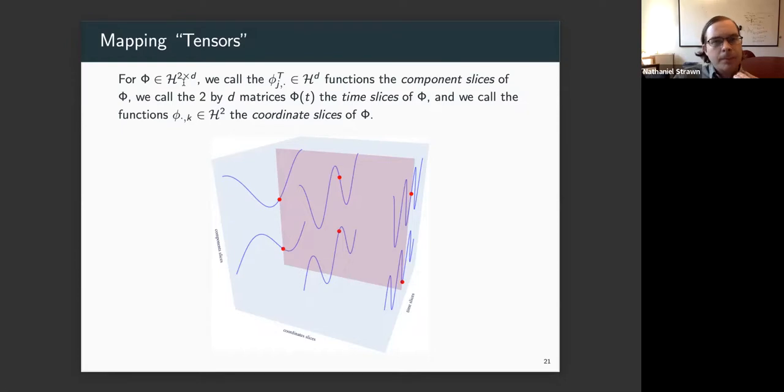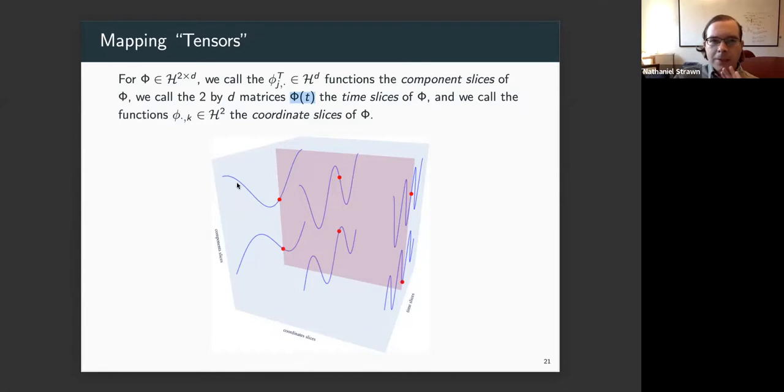Yeah, 2 by d. So they're not two of them, right? But we're going to call these functions the component slices of phi. And we'll call the 2 by d matrices phi of t the time slices of phi. And we'll call the functions phi dot k, these there are two of, in H2, the coordinate slices of phi.